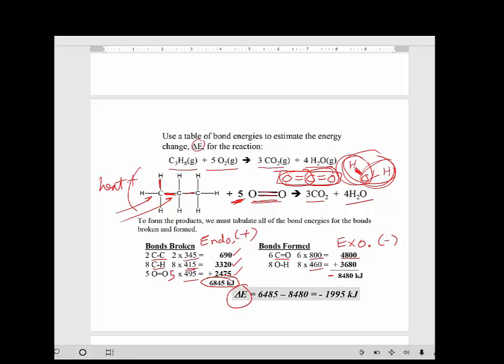To get the total delta E for this reaction here, we simply add the endothermic changes to the exothermic changes. We add the energy required to break the bonds, which is a positive 6485, to the energy required to form the bonds, which is a negative 8480. We get a net 1995 kilojoules. So this reaction overall is exothermic. Delta E is negative. That means heat overall is going to be on the product side.